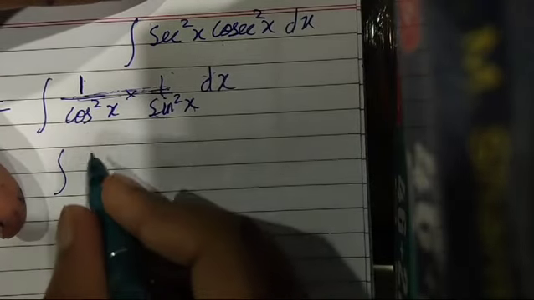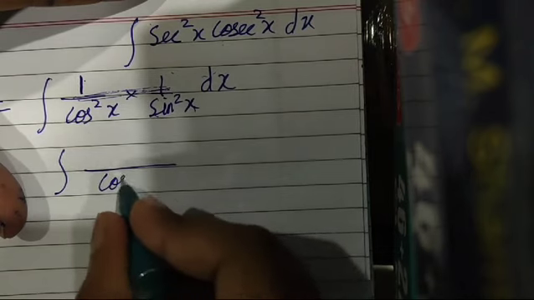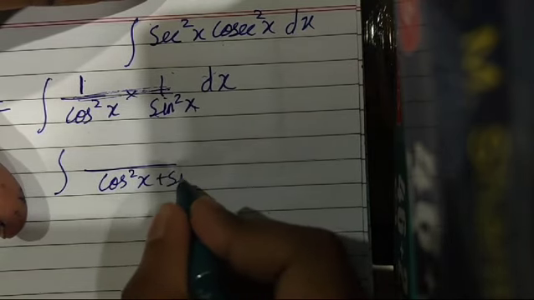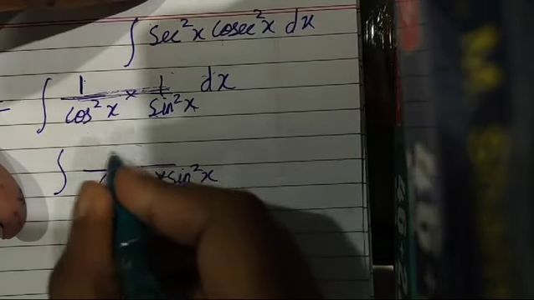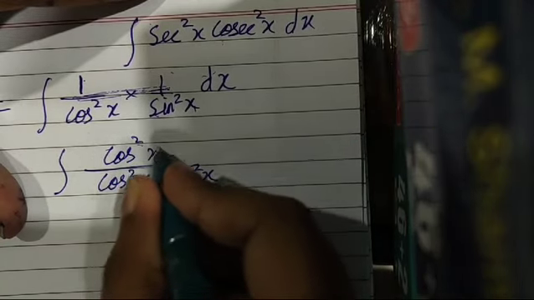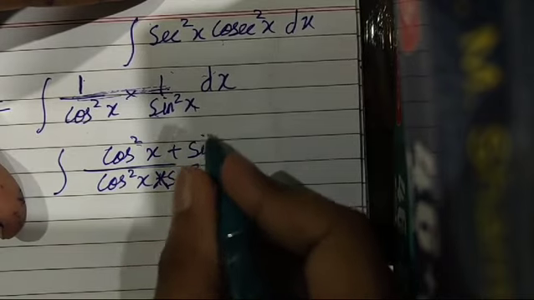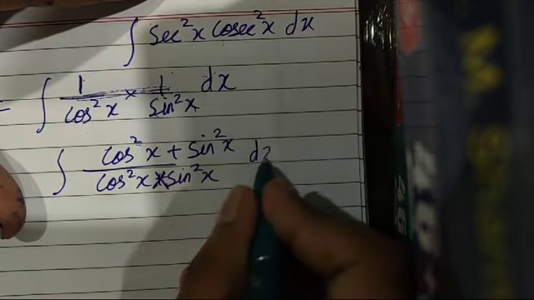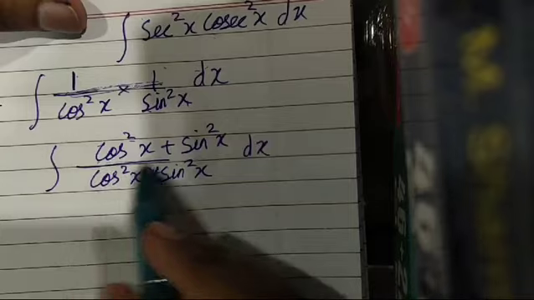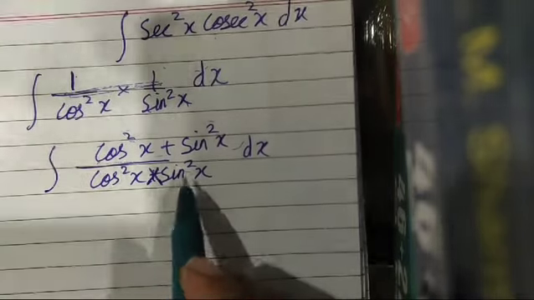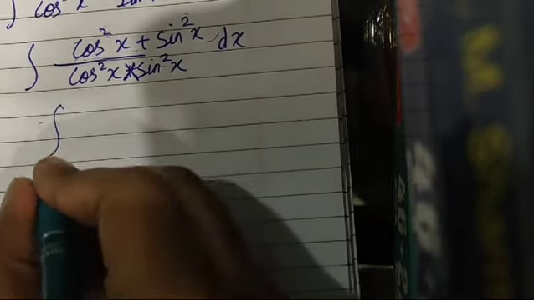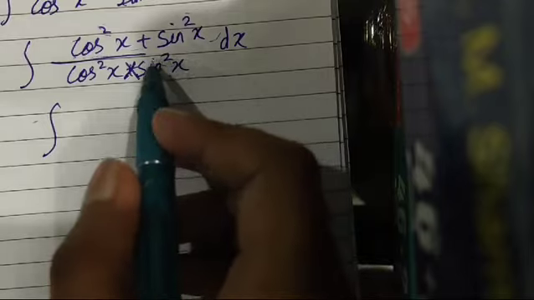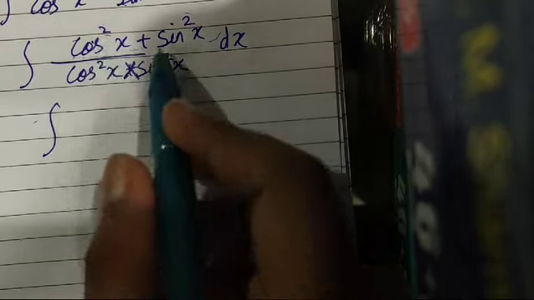So I am seeing that in the numerator there is 1. So why don't I write the numerator like this? Sorry, this is multiply. Why don't I write the numerator as cos square x plus sin square x? Did not do any harm because this is 1 and the denominator I have kept the same. So we'll integrate simply.